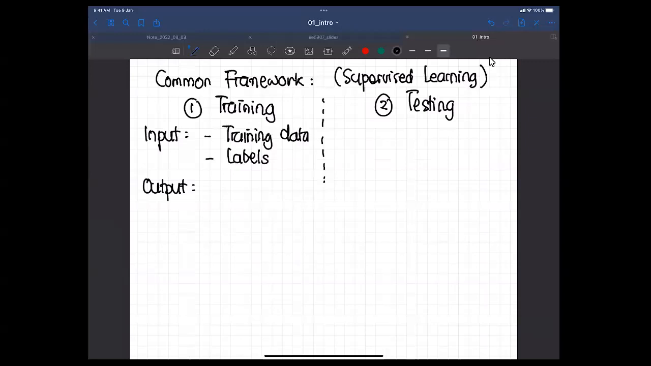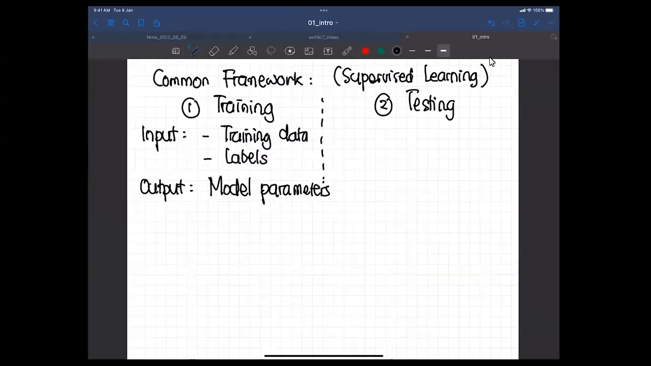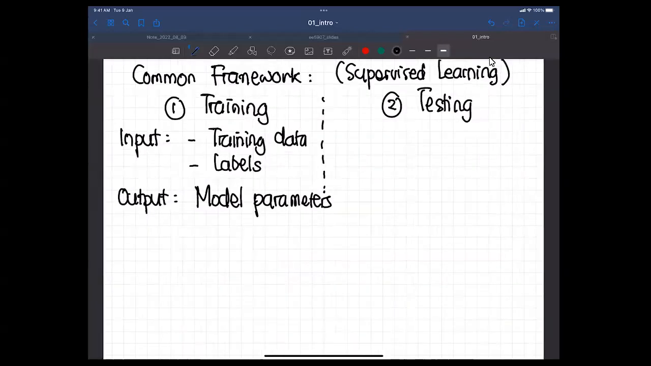And what is the output? Predicted labels? No, that's wrong actually. We are talking about the training stage. What will be the output in the training stage? Exactly. The model parameters. We will learn about what is meant by model parameters later on as well. Right. So that's the input and output for the training stage.